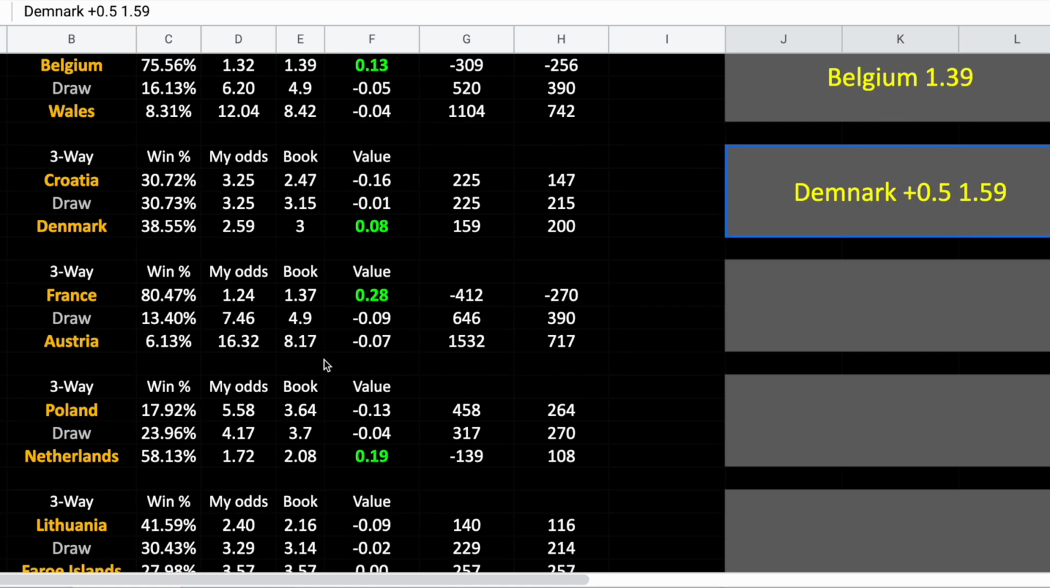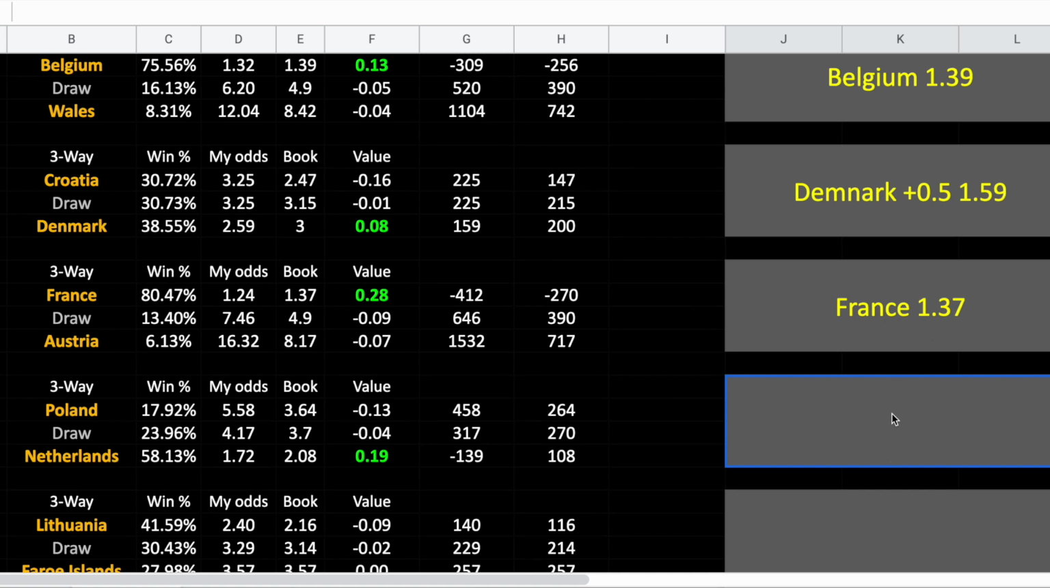France, Austria. Based on my projections, France should be at 1.24. You can get them at 1.37. I don't know if you want to play such small odds. Those are decimal odds. If you need to, I would probably take France at 1.37, but I like to stay with odds above 1.5. But if I need to pick anything, I would take France.